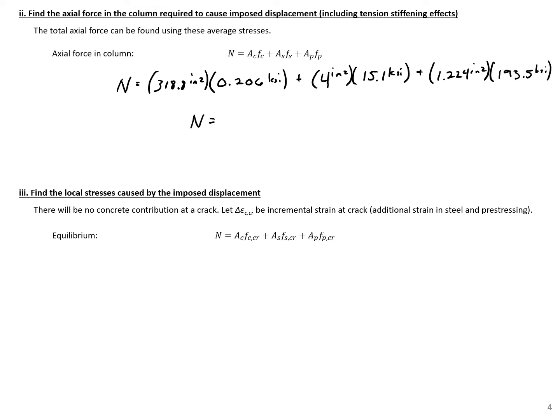This will give us an axial load here, N equal to 363.9 kips.